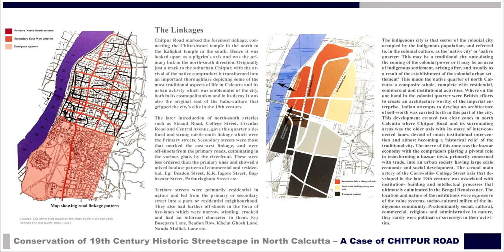Mapping road linked during the 19th century the primary and the secondary arteries, the zones that made North Kolkata's residential fabric along the old axis of Chitpur Road, institutional buildings along the new axis, and the European quarters.